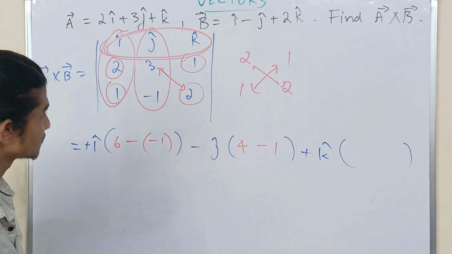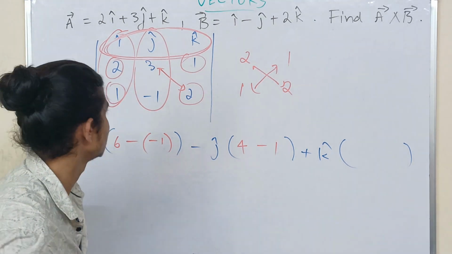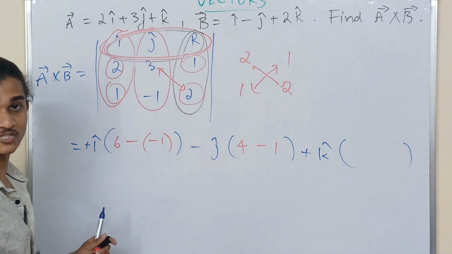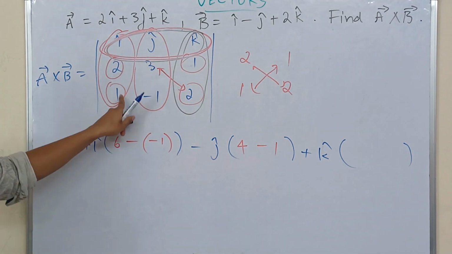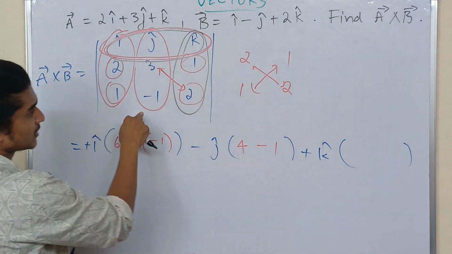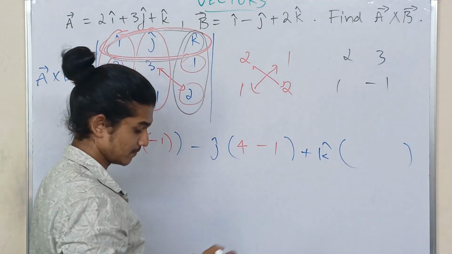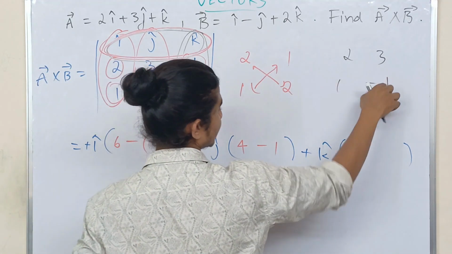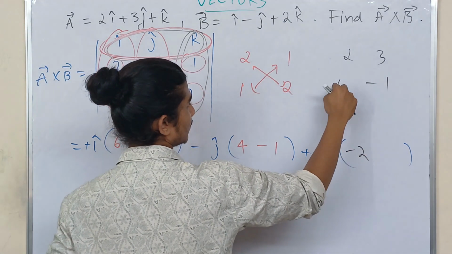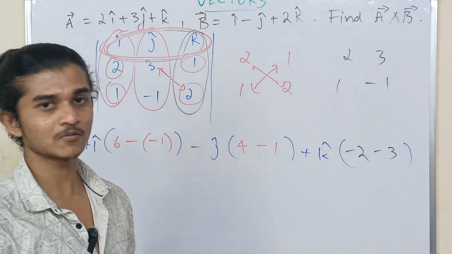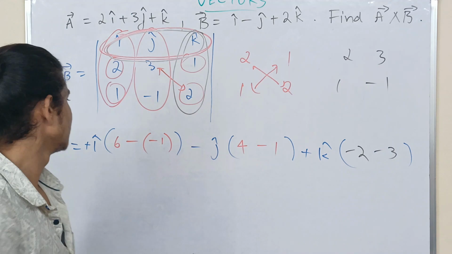And then you're left with the last one, which is k cap. Use the black ink. So k cap. Just cancel the corresponding row and column. You're going to be left with these four particular numbers: 2, 3, 1, and minus 1. So just cross multiply them. So 2 into minus 1 is minus 2, and 1 into 3 is 3, so minus 2 minus 3. That's it. Just do the normal math and you're going to get your answer.